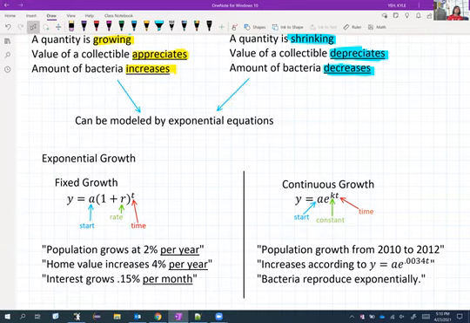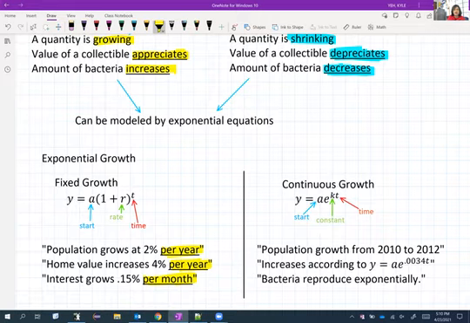And how do we know we're dealing with fixed growth? Well, fixed means it grows by the same amount each time interval. So those examples below: population grows at 2% per year. That means every single year it grows by 2%, the same amount. Or home value increases 4% per year. Interest grows at 0.15% per month. When you see per, when you see every month or each day, a lot of times that has to do with fixed growth.